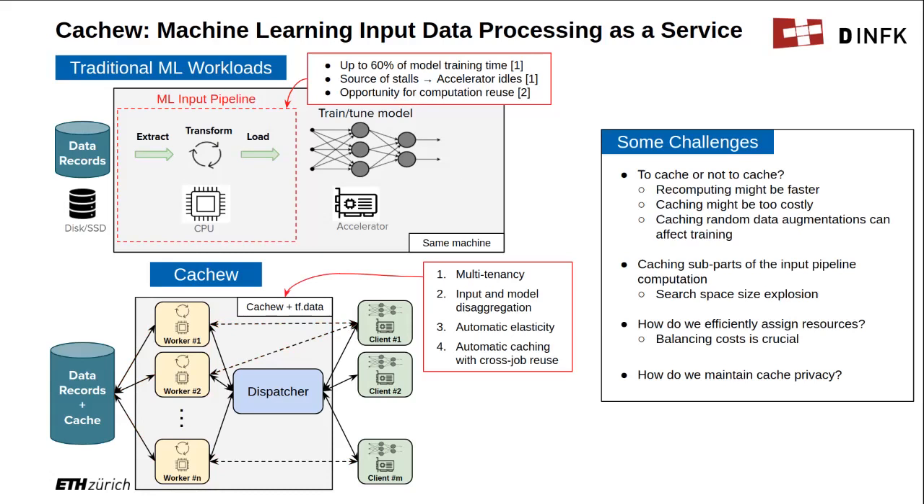Cashew presents some interesting challenges as well, some of which are presented here. So what to cache, what not to cache, how to deal with random operations, whether to cache the entire input pipeline or just parts of the input pipeline computation, how to efficiently assign resources such that you balance performance and cost, and how to ensure that data is maintained private and only accessible to those who are intended to access it.